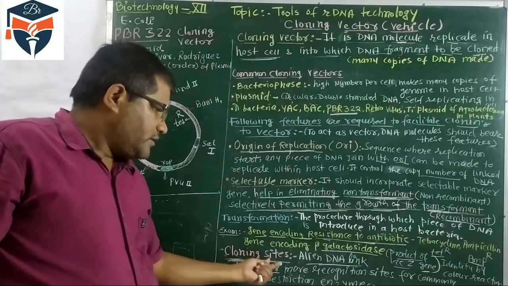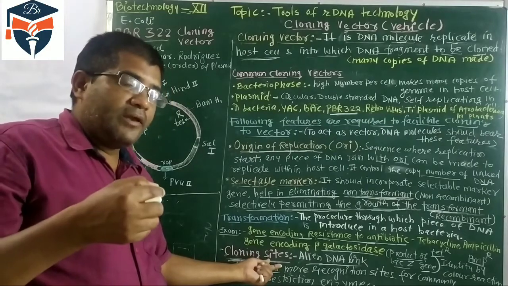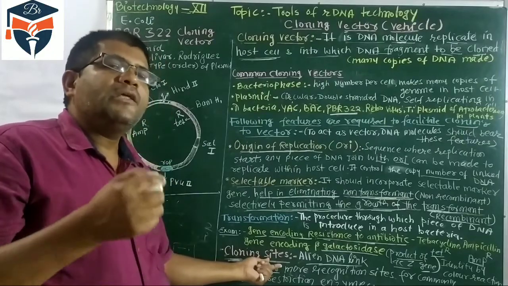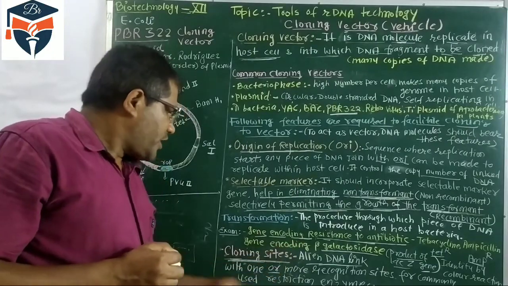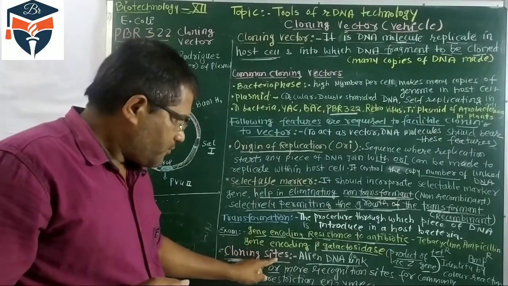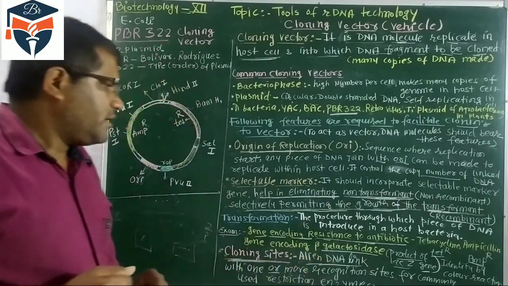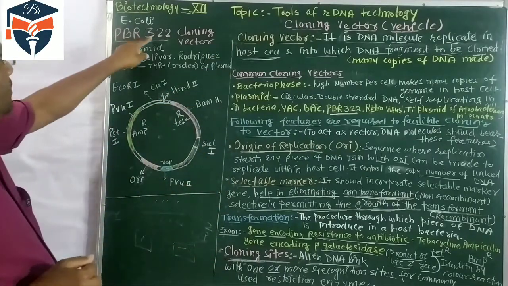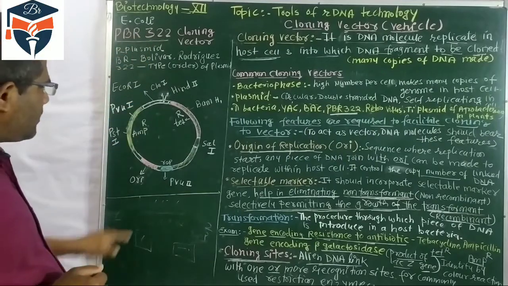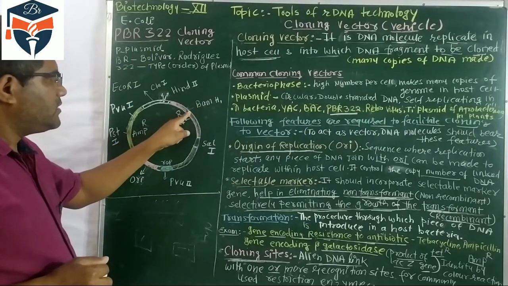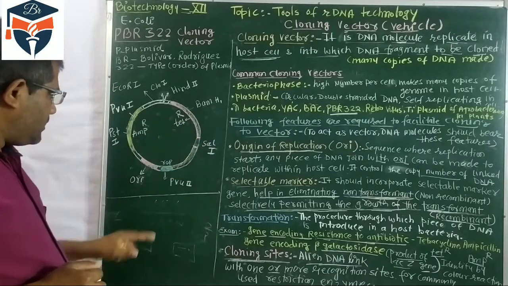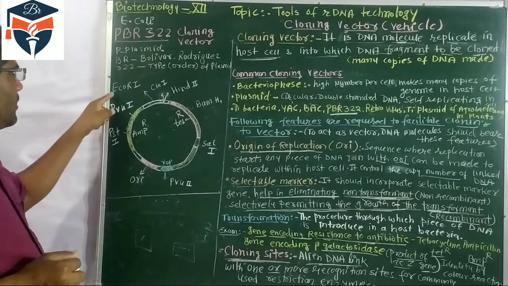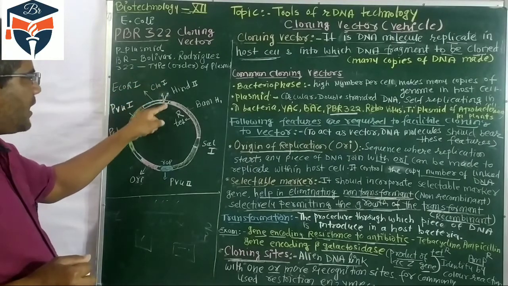So the cloning site is very important because in this site the alien DNA, foreign DNA or DNA of interest will be joined. The site in the plasmid where the foreign DNA is joined is called the cloning site. In pBR322, the cloning sites are the BamHI site, SalI site, PstI site, PvuI site, EcoRI site, ClaI site, and HindIII site.